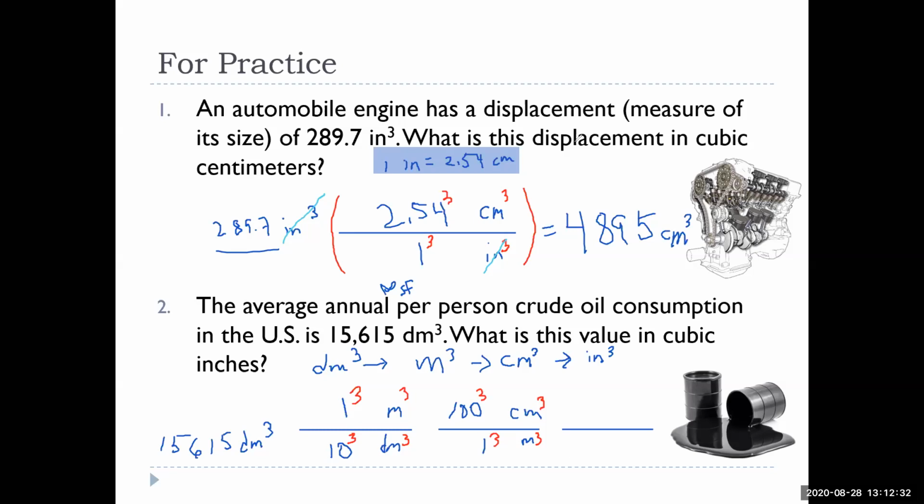And then lastly, we want to cancel out cubic centimeters. We want to get to cubic inches. 1 inch is worth 2.54 centimeters. But since we're using the cubic version, let's cube all those units. Let's cube all those numbers. Now we can take a look at our units. Cubic decimeters divided by cubic decimeters. Cubic meters divided by cubic meters. Cubic centimeters divided by cubic centimeters. The only unit left behind is going to be these cubic inches. We can punch these numbers into our calculator and try to figure out that final value.